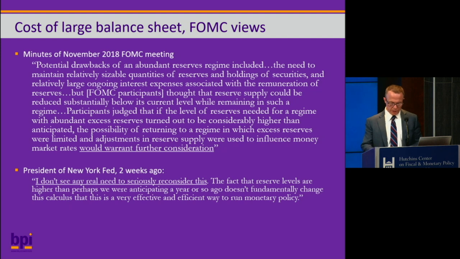But FOMC participants thought that reserve supply could be reduced substantially below its current level while remaining in such a regime. Participants judged that if the level of reserves needed for a regime with abundant excess reserves turned out to be considerably higher than anticipated, the possibility of returning to a regime in which excess reserves were limited and adjustments in reserve supply were used to influence money market rates could warrant further consideration.